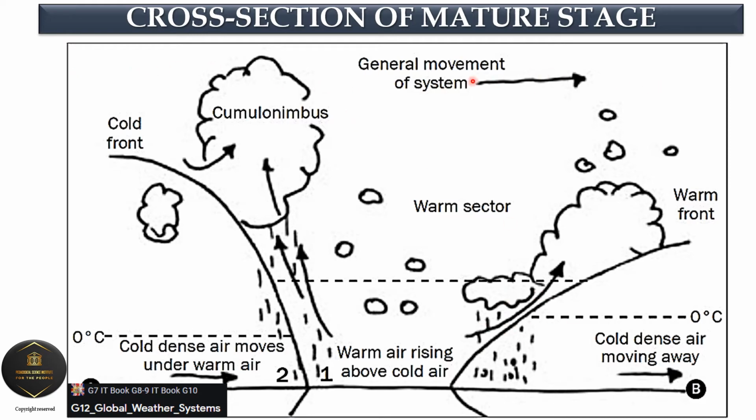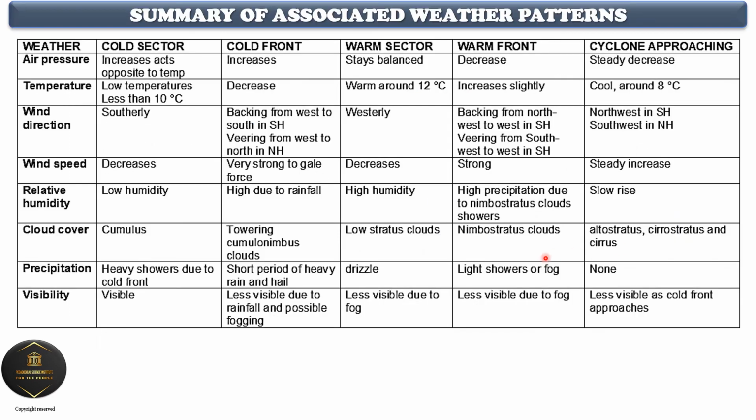In your cross section, you also have to label the general movement of the system. Remember, it moves from west to east. So it will go to the easterly direction from the westerly direction. So that's how the system will move. You need to represent that in your cross section.